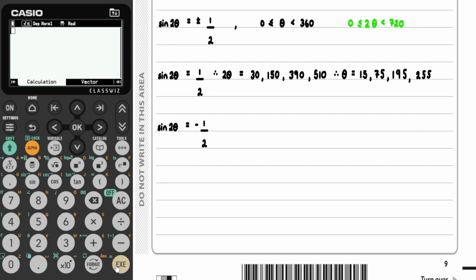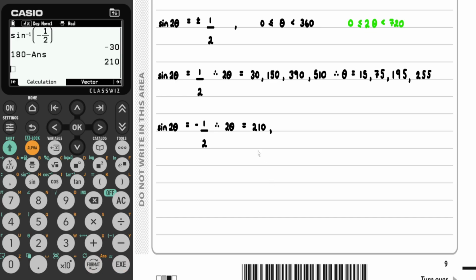So for us to find out what 2θ is, we need to do the inverse sine of negative 1/2, and that's negative 30 degrees. And to find out the next value, we need to do 180 take away the negative 30, which is 210.